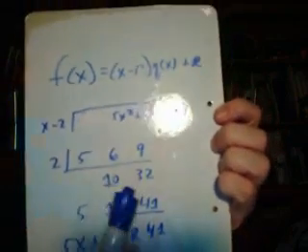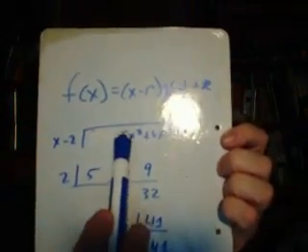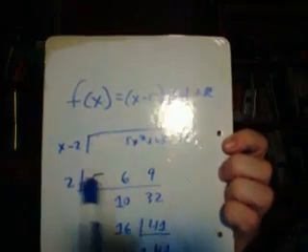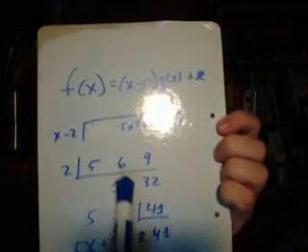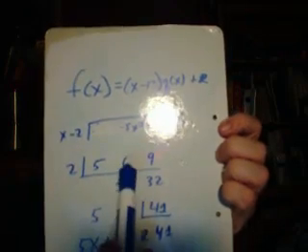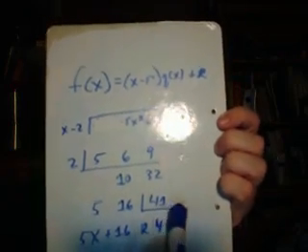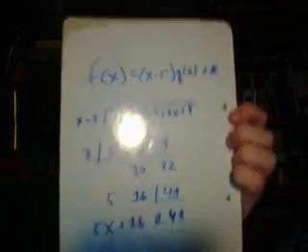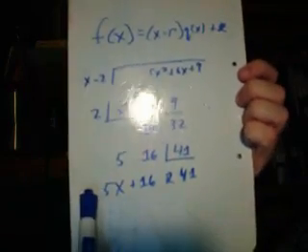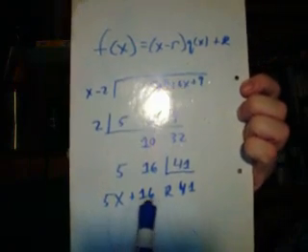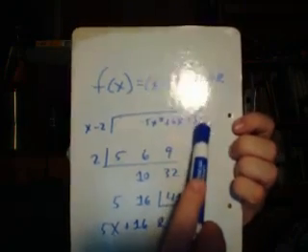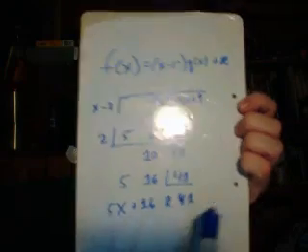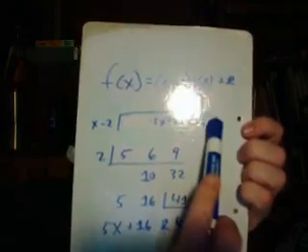We did this through synthetic division. We took all the numerical coefficients, the 5, the 6, the 9, and divided them all by 2. Of course 5 times 2 is 10, and 10 plus 6 is 16, and 16 times 2 is 32, and 32 plus 9 is 41. And that 41 is your remainder. So then we have an equation: x minus 2 times 5x plus 16 will give you 5x squared plus 6x minus 32. Well, negative 32 plus positive 41 gives you the 9.